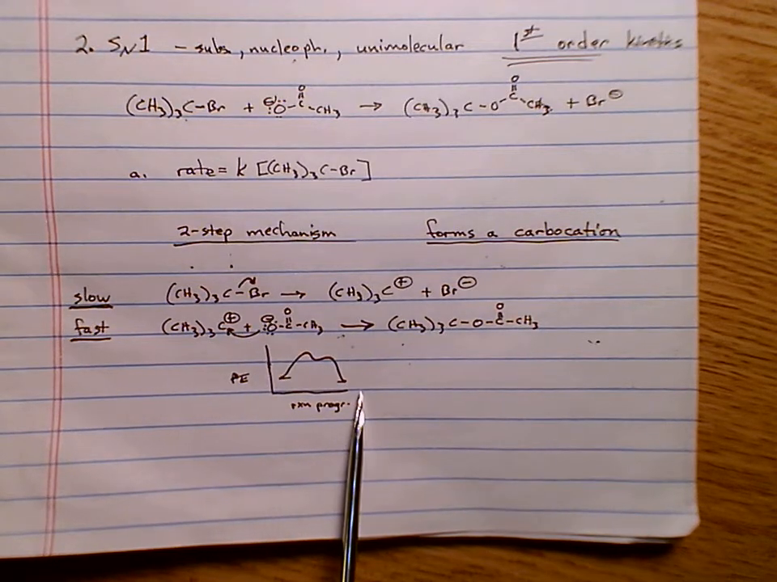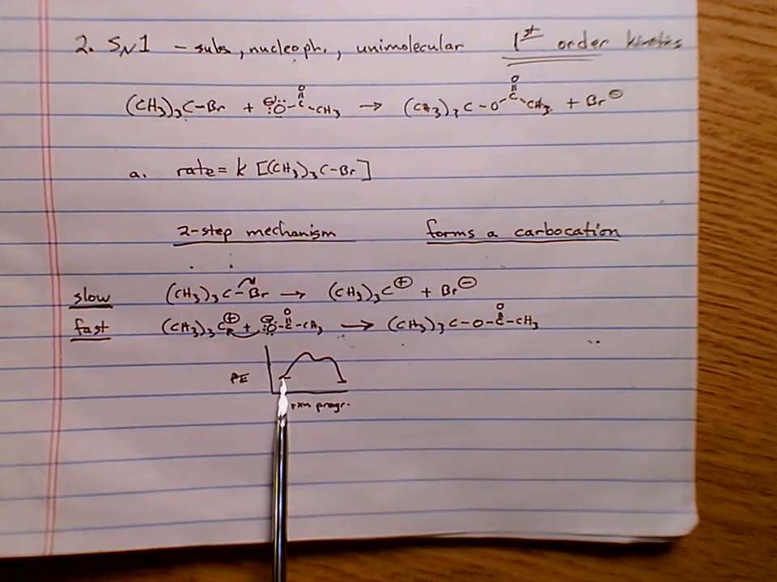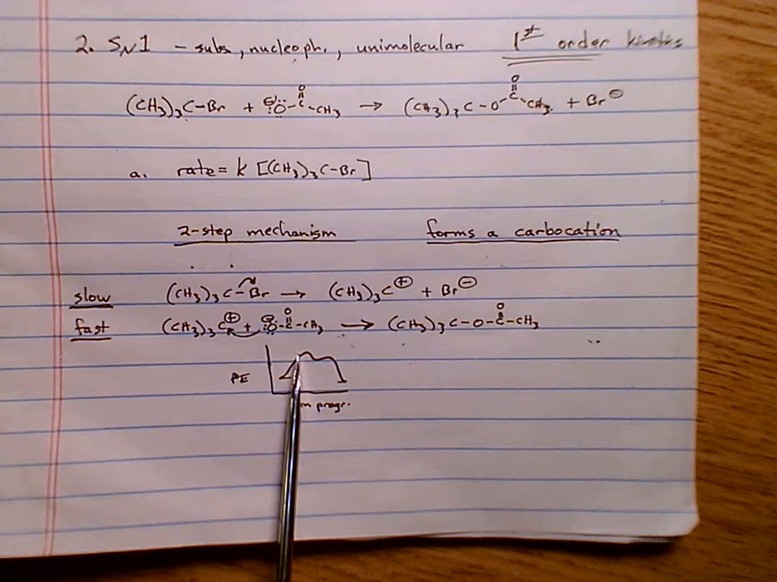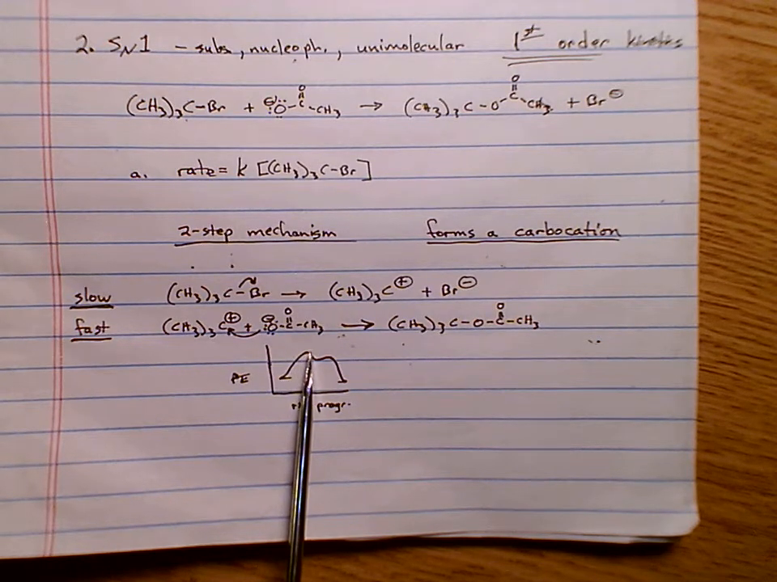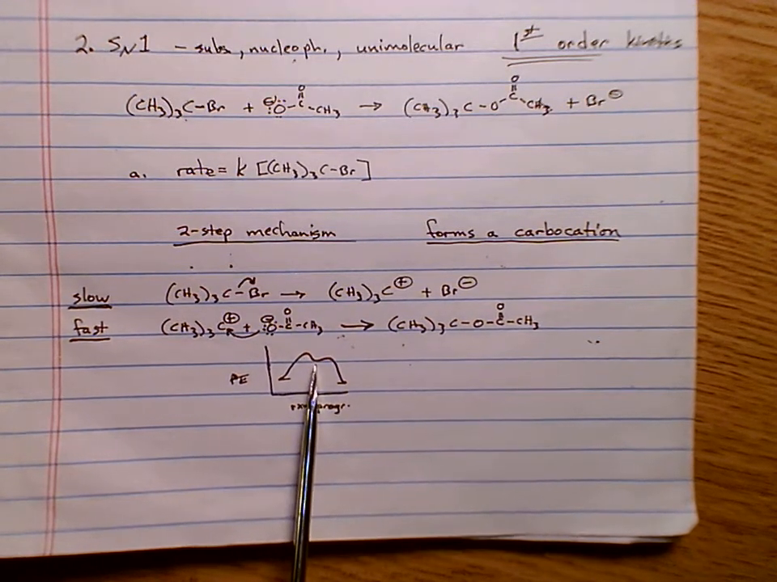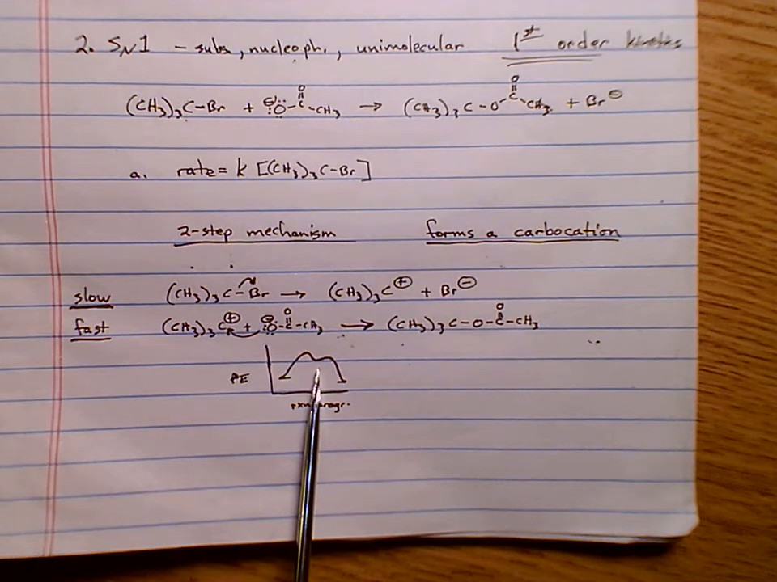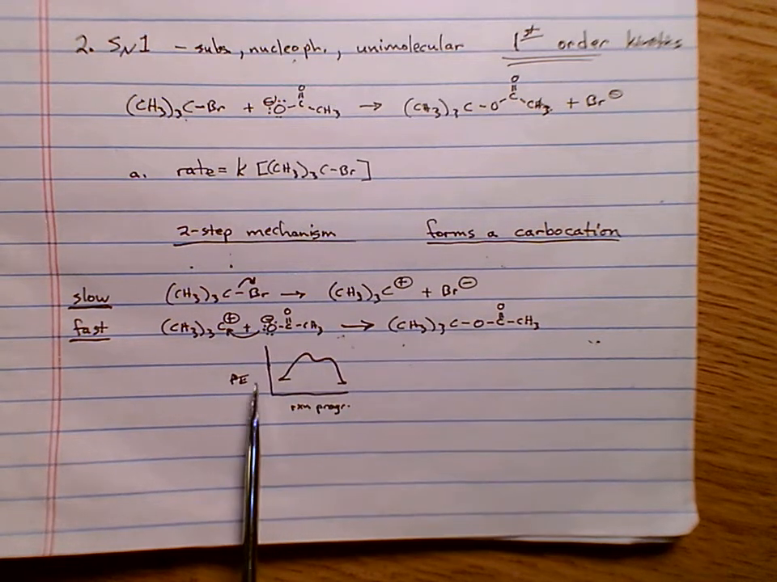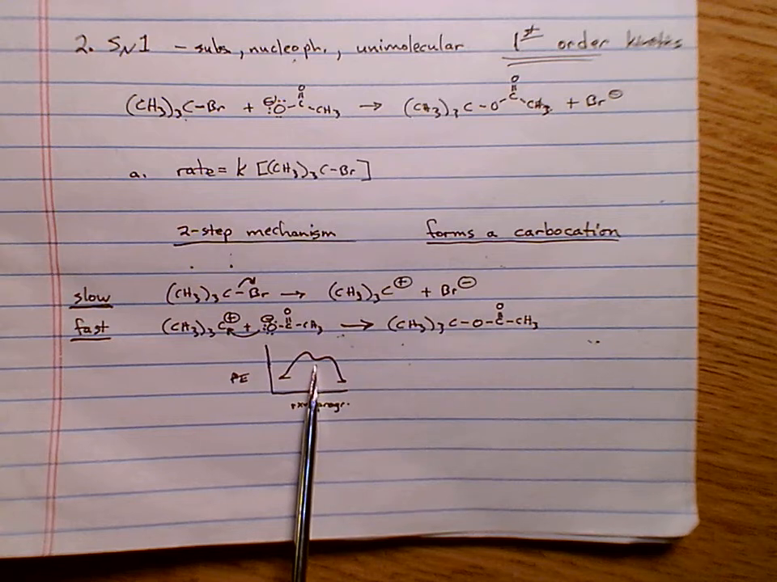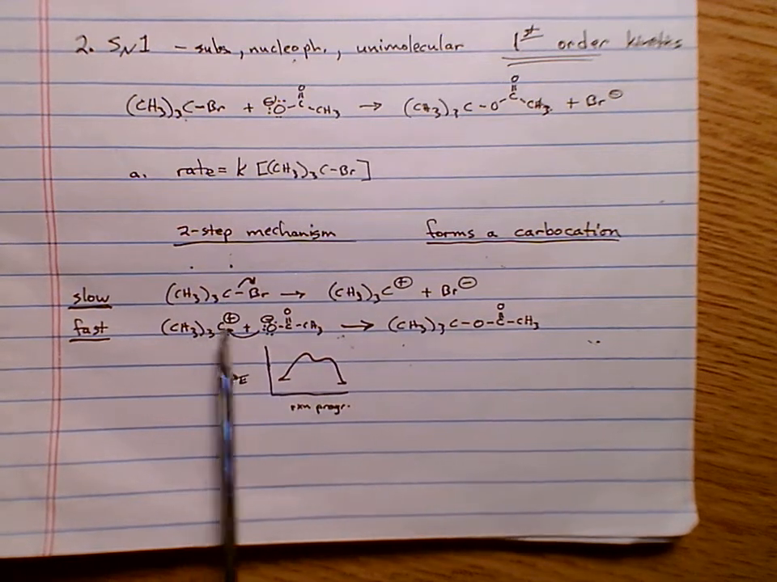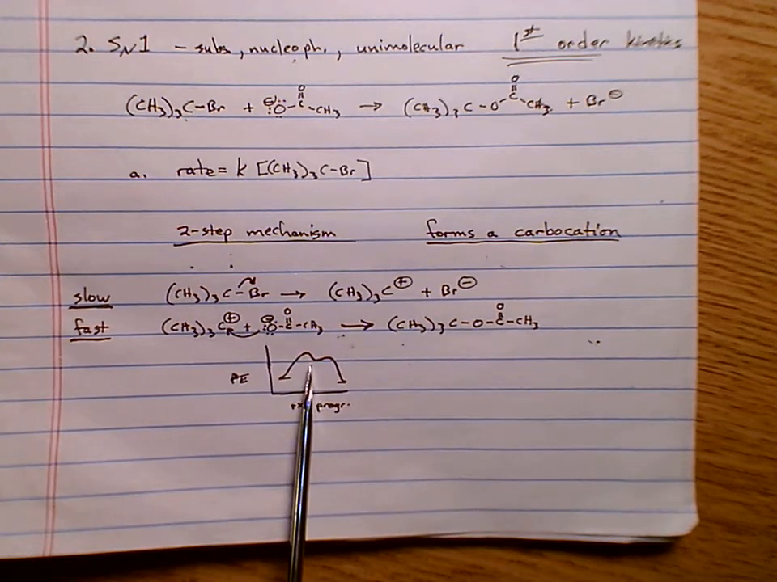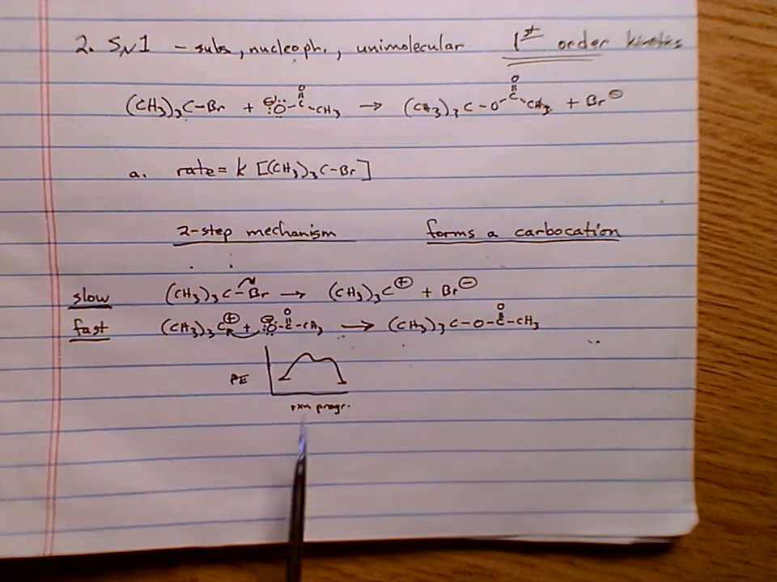If we did potential energy versus reaction progress, this is the deal here, where we go up the hill to break that bromine off, and then we're at our intermediate carbocation. Note, carbocations are higher in energy than your starting material. Carbocations are unstable compared to your alkyl halides. Then a very low hump, which means a very fast reaction of the nucleophile coming in and attacking that carbocation to give us the product.